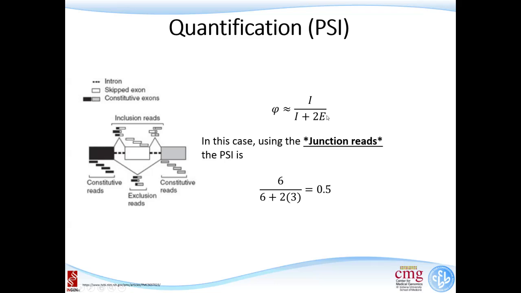So that's why we get this formula over here. And while in this case it looks like there are many more reads that support the inclusion isoform, it's actually a 50% chance of observing both. So this again is one of the things that you may be asked to do on a test to calculate the PSI value for a specific exon.